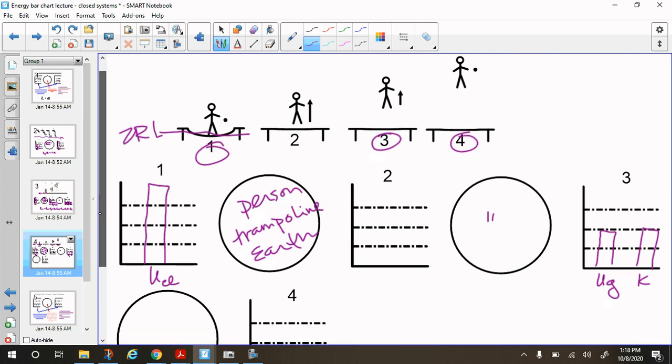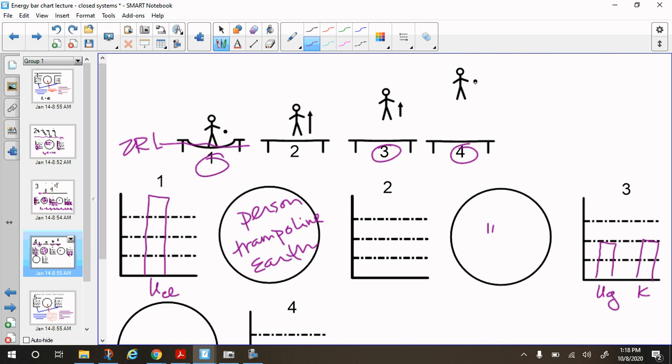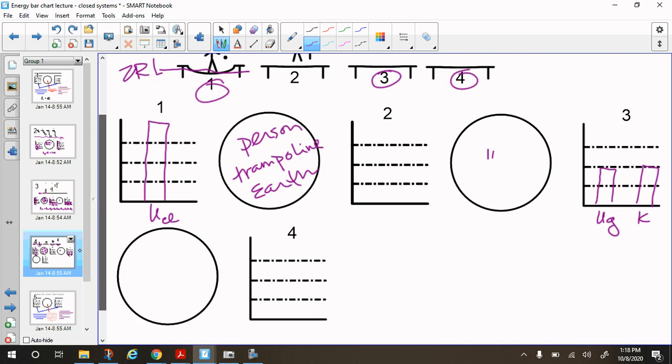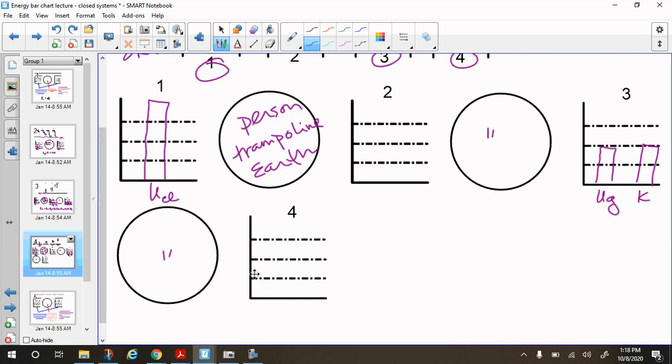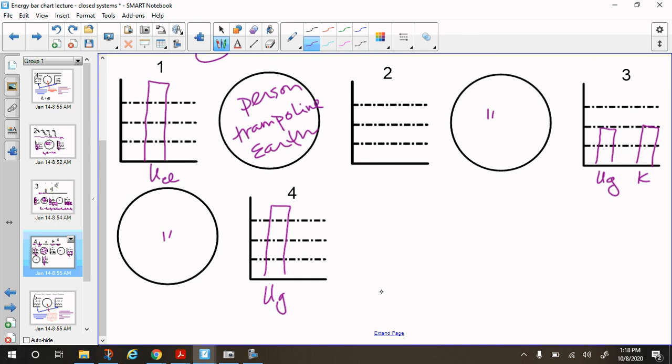So for 4, they're not moving. They're at the top of their height of their jump. They're about to come back down. So all we have is gravitational potential. It's all gravitational potential. And then we could write our equation. Elastic potential energy at 1 is equal to gravitational at 3 plus kinetic at 3, which is equal to gravitational at 4. And there's our energy equation.